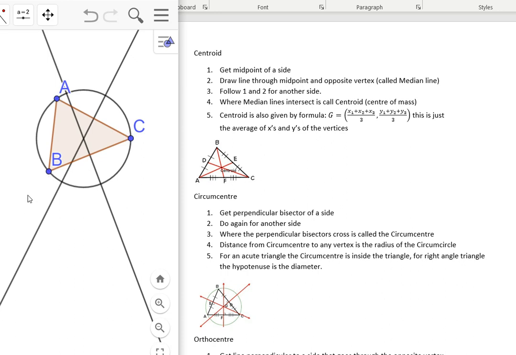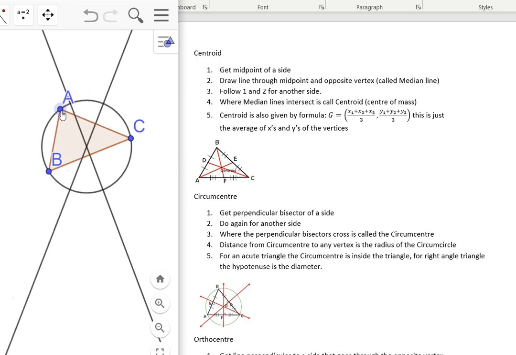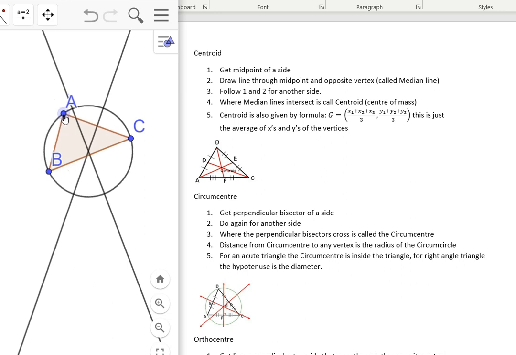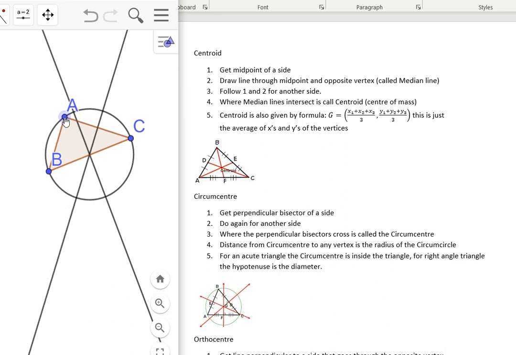So that is our circumcircle. Something I want to show you is what happens if we change the type of triangle that we have. If I move my point A, at the moment I have an acute triangle. All of these angles are less than 90 degrees. As I move down, the angle at A is getting larger.